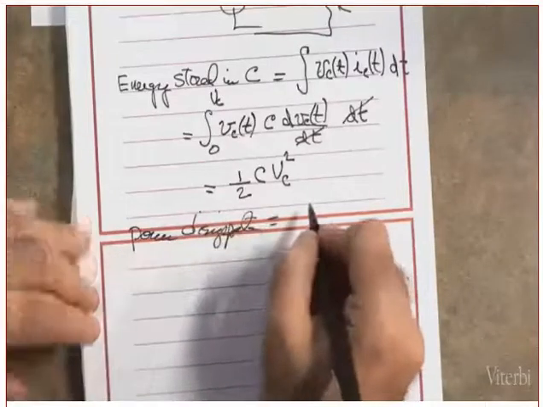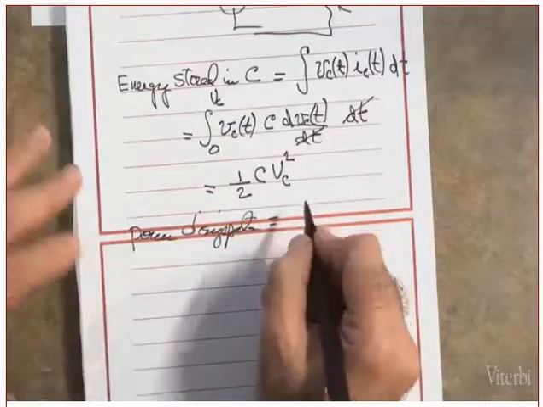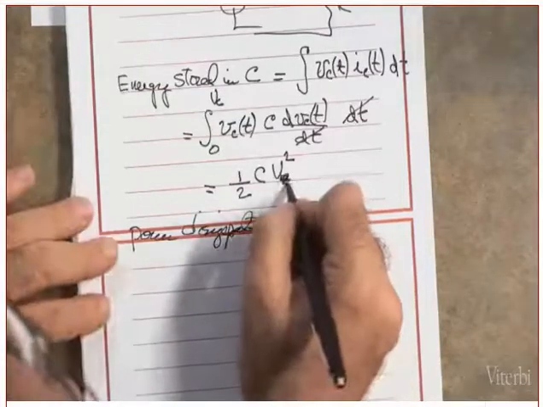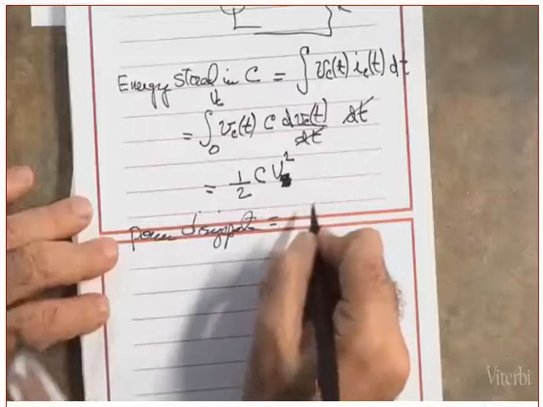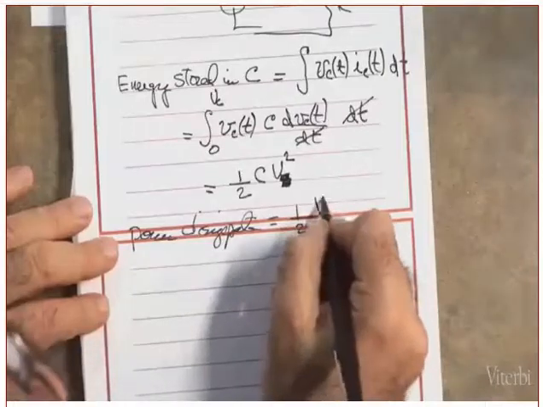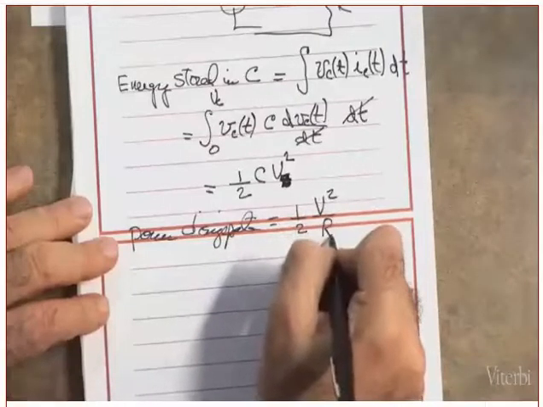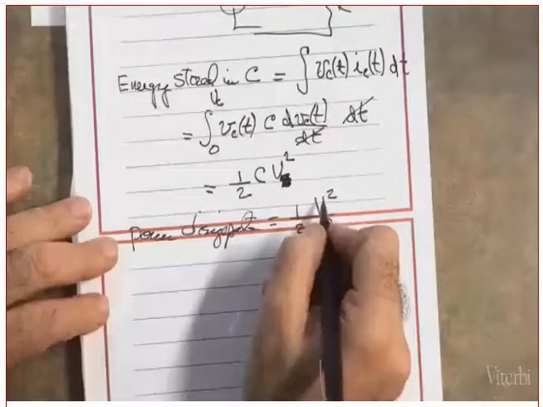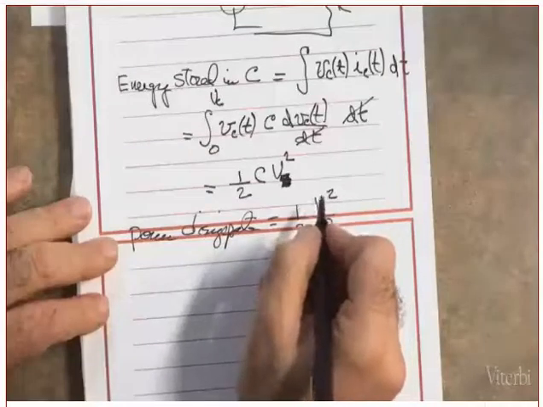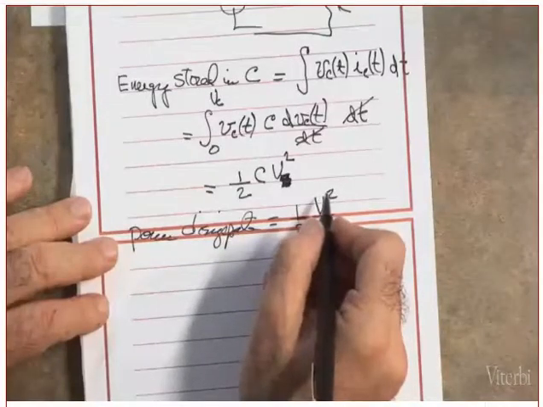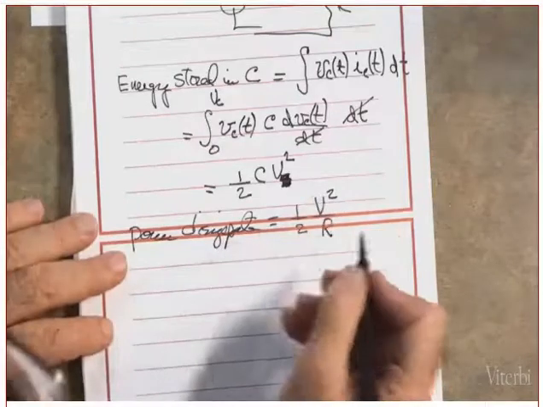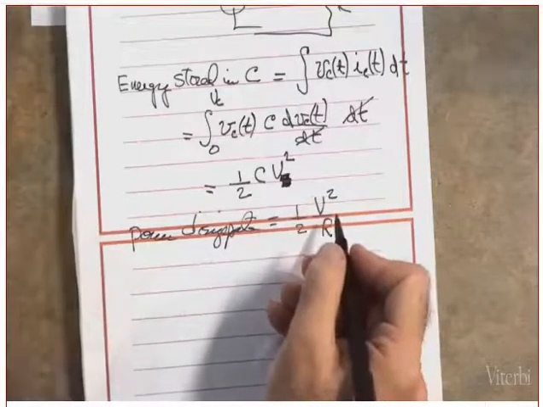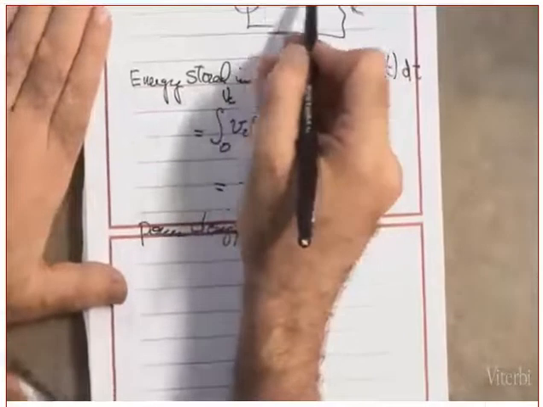Is what? It's at resonance. What is the power dissipated at resonance? Just V squared. It's 1/2 V squared over what? R. Why is it V squared? The voltage at resonance.